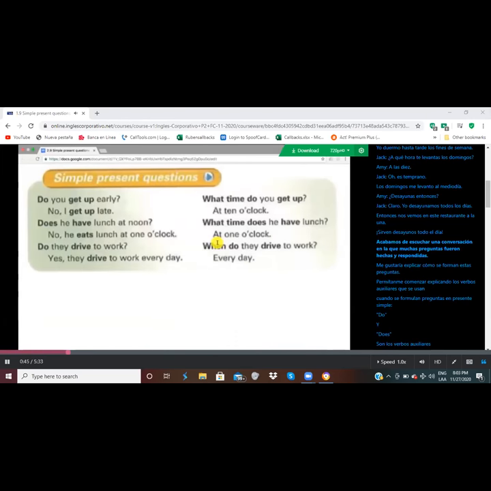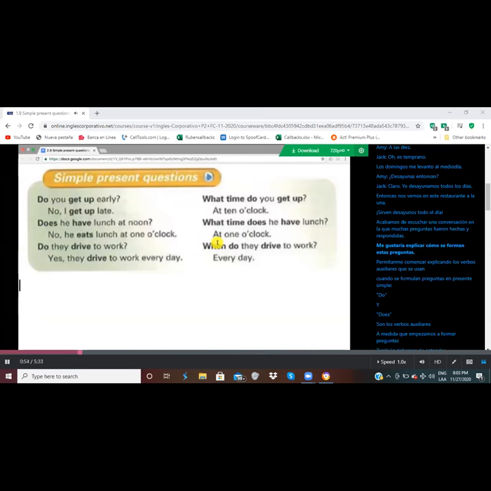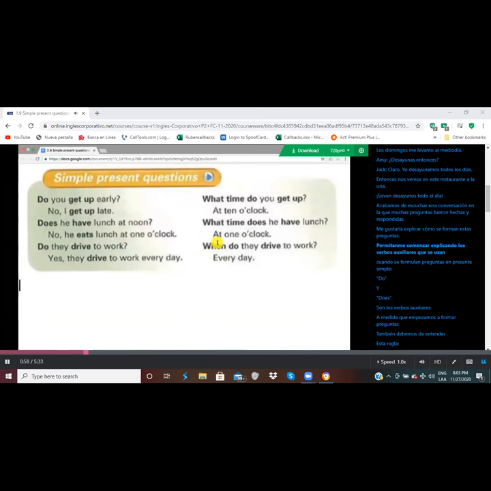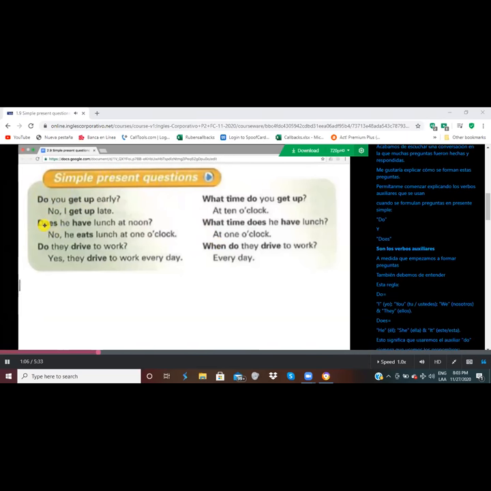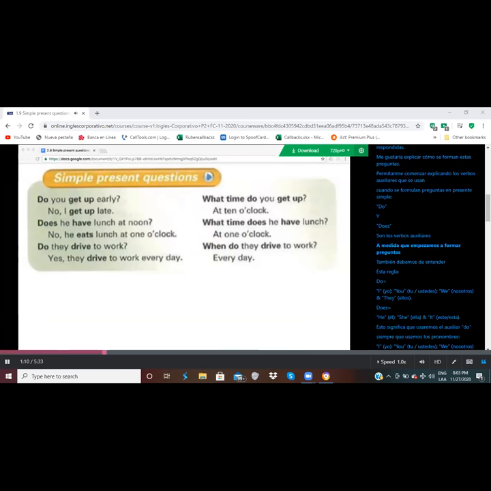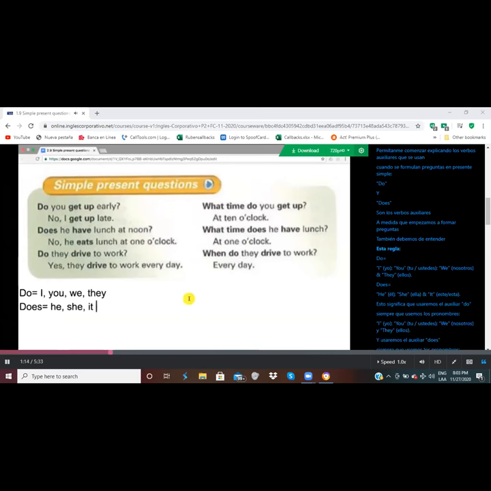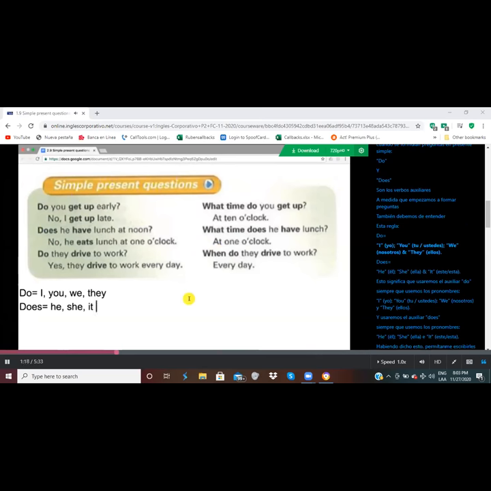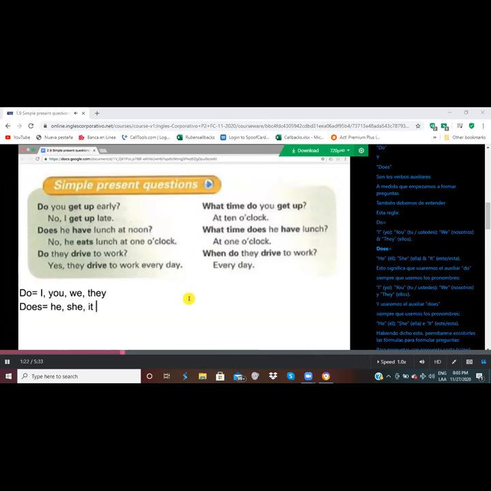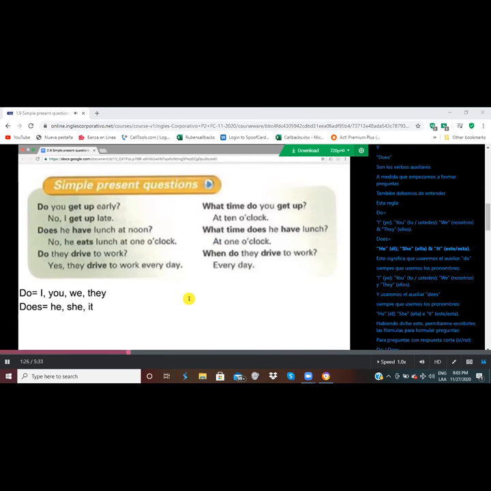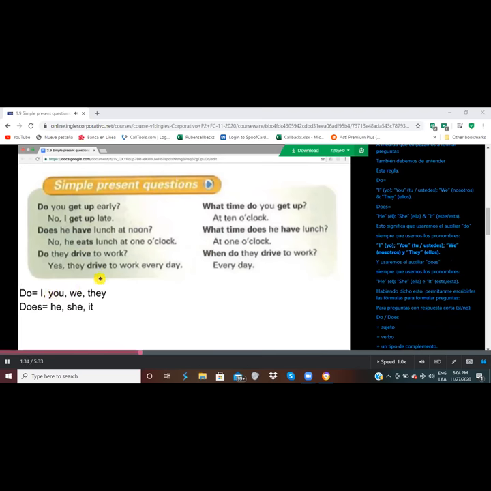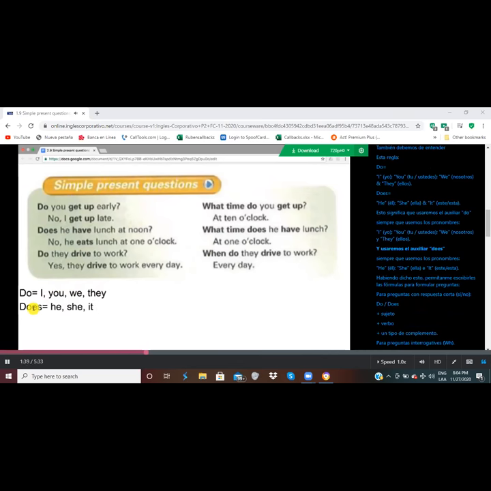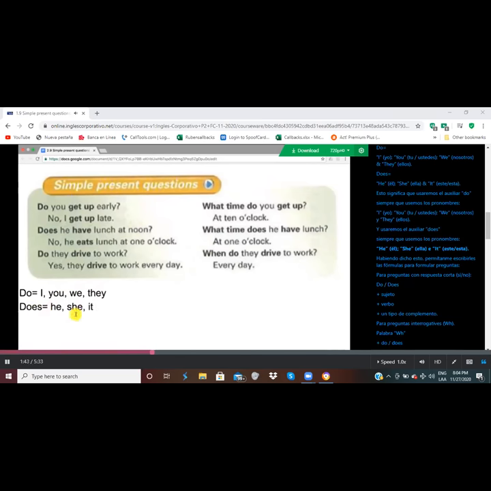We just heard a conversation in which lots of questions were asked and answered. I would like to explain how these questions are formed. Let me start by explaining the auxiliary verbs that are used when forming questions in the simple present. Do and does are the auxiliary verbs. As we start forming questions, you must also understand this rule. Do equals I, you, we, and they. Does equals he, she, and it. This means that we will use the auxiliary do whenever we use the pronouns I, you, we, and they. And we will use the auxiliary does whenever we use the pronouns he, she, and it.